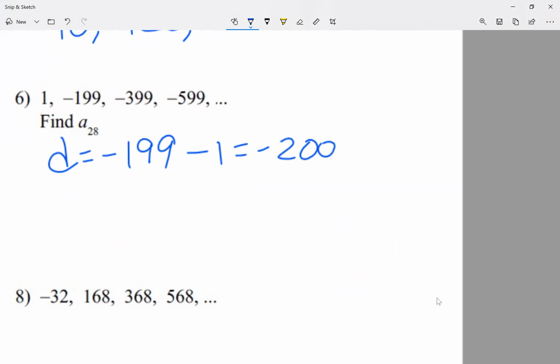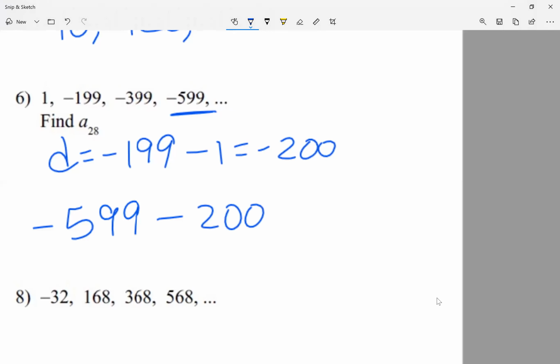All right, on question number 5, I started from the first number, but you don't have to. You can start from any number on the list. Let me start from this number, so negative 599. Like any number from the list. And I have to subtract 200 so many times. So I'm going to put a parentheses there. All right. Keep in mind, this is my 4th term on the list, right? This is my 4th term on the list, and I'm finding the 28th term.